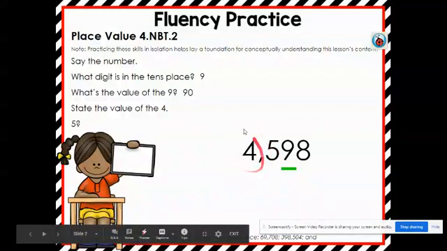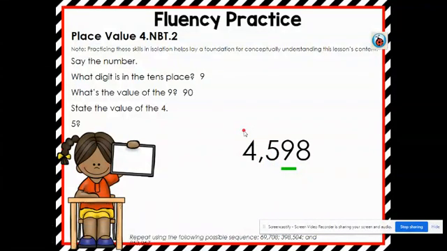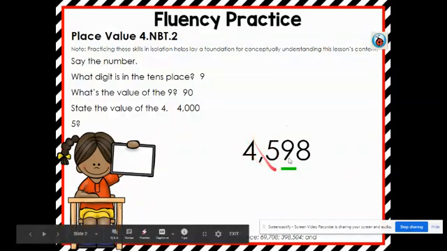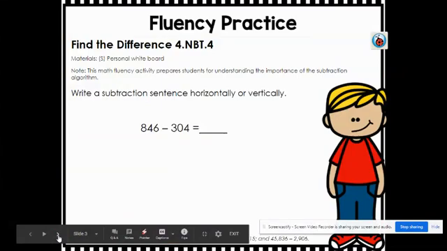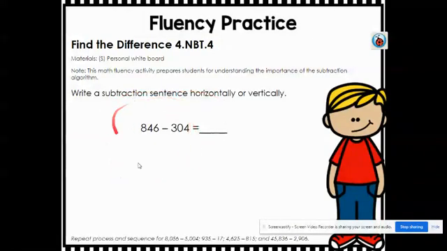What is the value of the 4? That 4 is in the thousands place, so that 4 is worth 4,000. What is the value of the 5? That 5 is in the hundreds place, so that 5 is worth 500. All right, good review. All right, should we write a subtraction sentence like this?